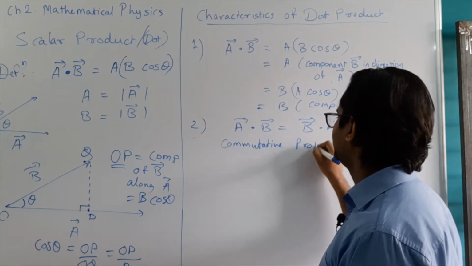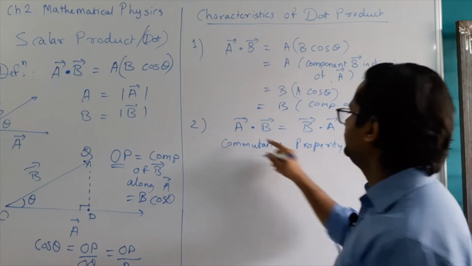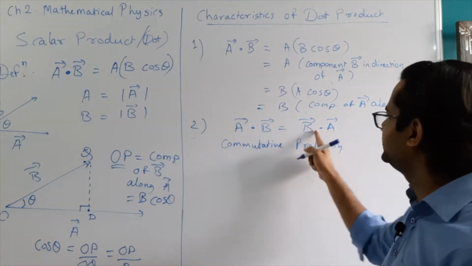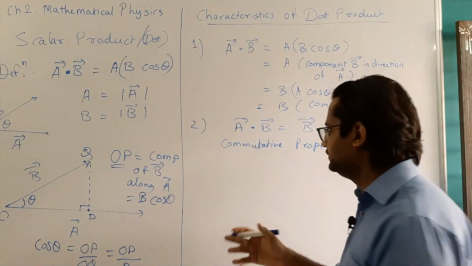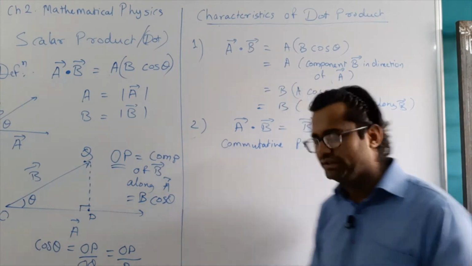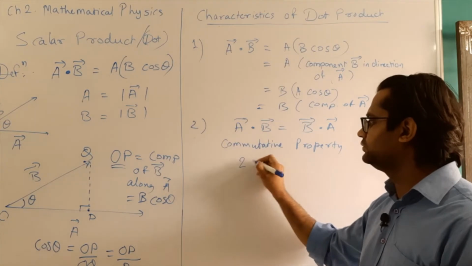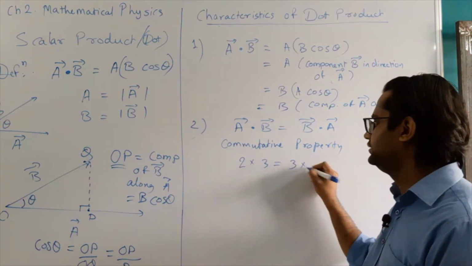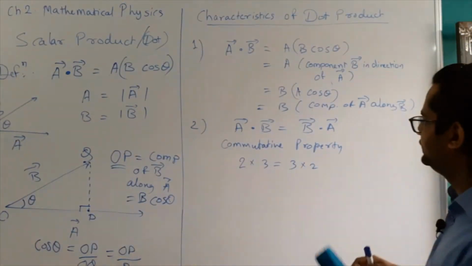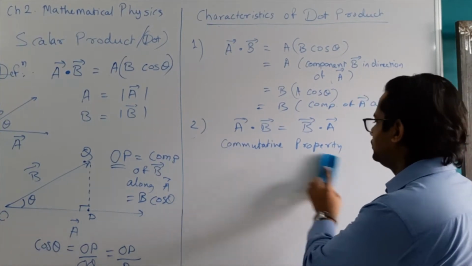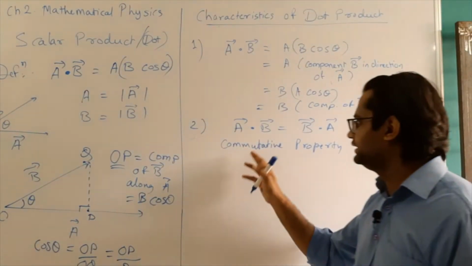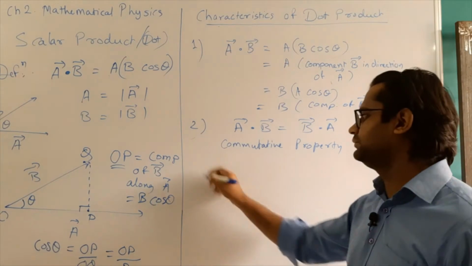Why is it called the commutative property? If we change the sequence, the product remains the same. In maths or in physics, we call such a property the commutative property. We already know that 2 into 3 is equal to 3 into 2. In the same way, A bar dot B bar is equal to B bar dot A bar, and that's why we call this property the commutative property.